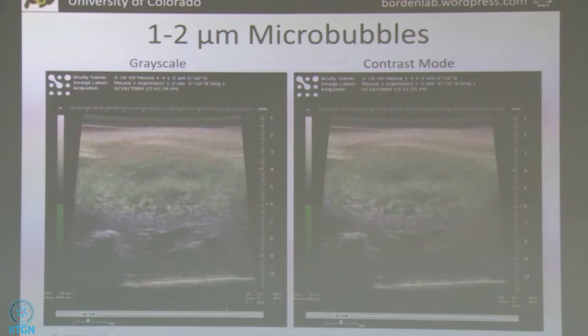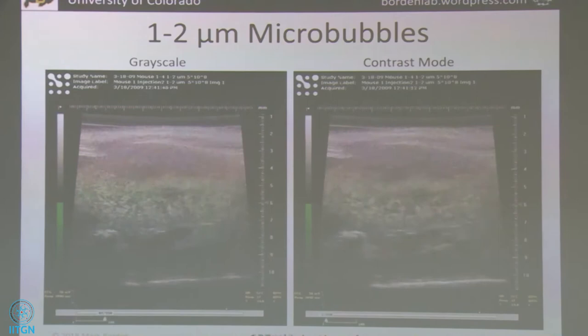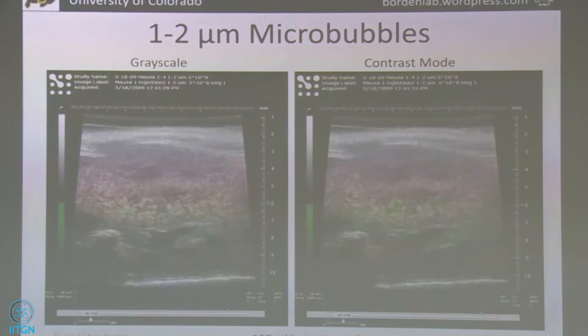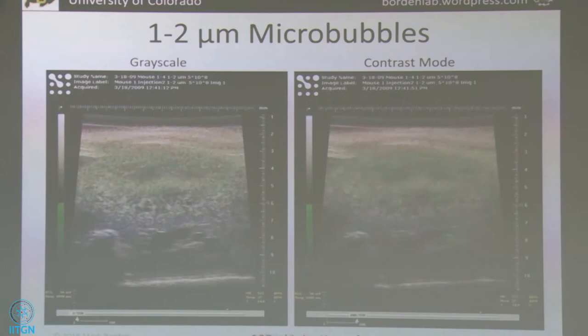So you can see nicely there's two big vessels here. You can tell because they're dark, because blood doesn't scatter very efficiently compared to tissue. But then when bubbles come in, they scatter. So you can see that they're really bright. But you can't see a lot of green throughout the kidney. So it's not working great as a contrast agent.